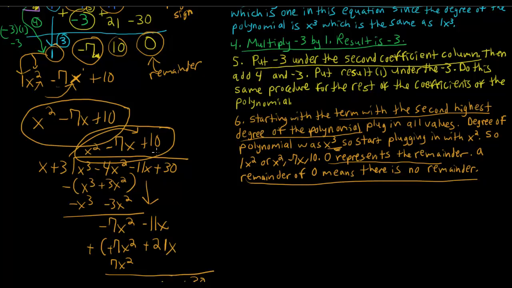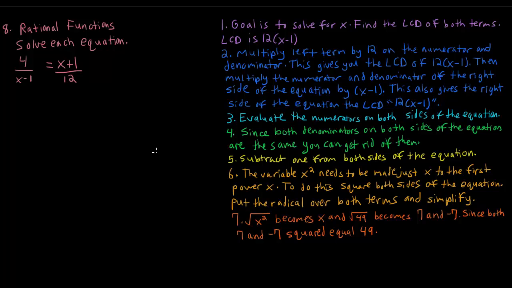8. Rational functions. Solve each equation. 4 over x minus 1 equals x plus 1 over 12. Alright, step 1, we're trying to solve for x in this equation. We want to find the LCD of both terms.